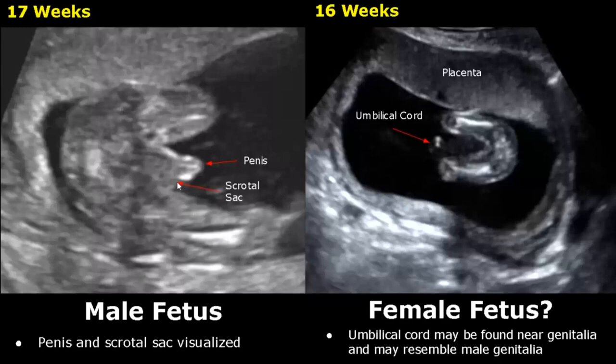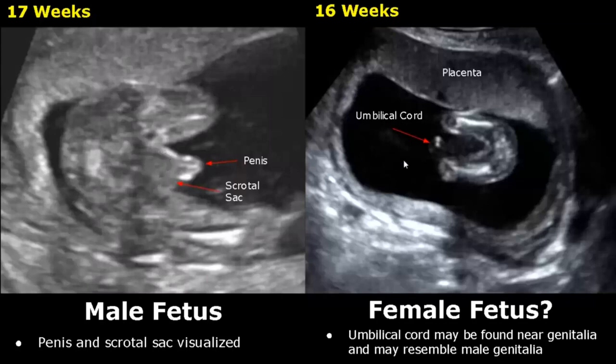Here we have a male fetus at 17 weeks. It is a transverse view of the perineal region. We can see the penis and a small scrotal sac between the thighs. These are the thighs. This dome-shaped structure is the scrotal sac.